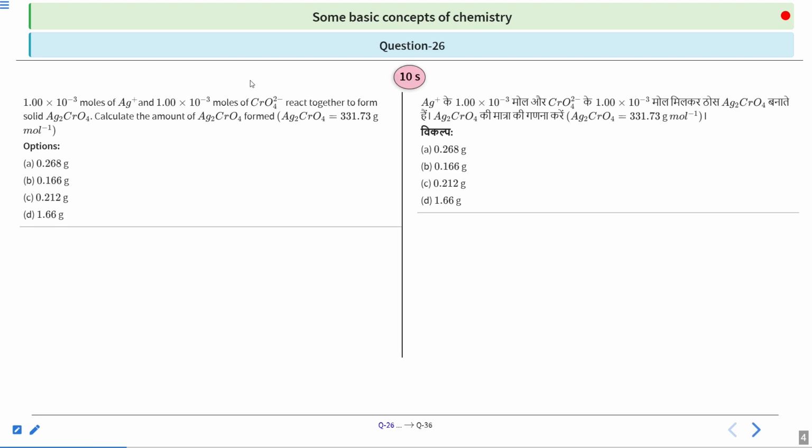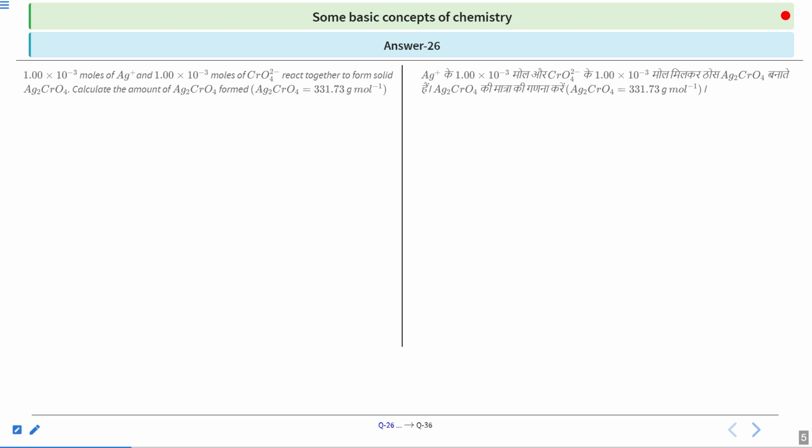The question says 1 into 10 to the power minus 3 moles of Ag plus and 1 into 10 to the power minus 3 moles of CrO4 2 minus react together to form Ag2CrO4. Calculate the amount of Ag2CrO4 formed. Given the molar mass of Ag2CrO4 is equal to 331.73 gram per mole. Options are 0.268, 0.166, 0.212, 1.66 grams. You have 10 seconds to solve this question. Your time starts now. Now let us see the solution.